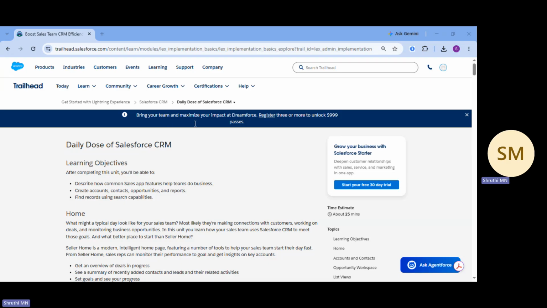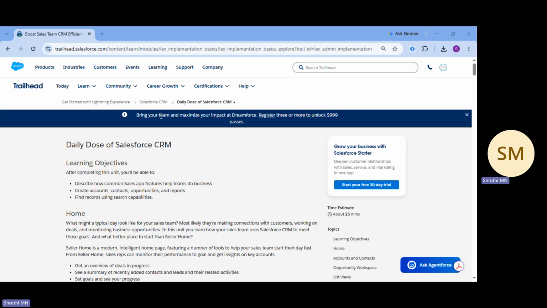Imagine you are a sales representative. You receive information about a company called Mondocrop. You know the company, you know the people working there, you have a potential deal with them. But if all this information is sitting in different places, things can get confusing very quickly. That's exactly the problem Salesforce CRM is designed to solve.